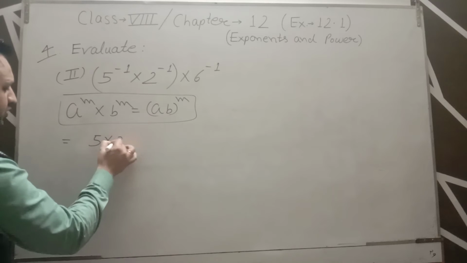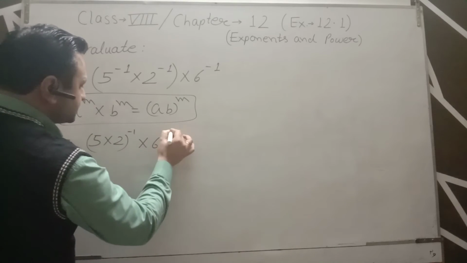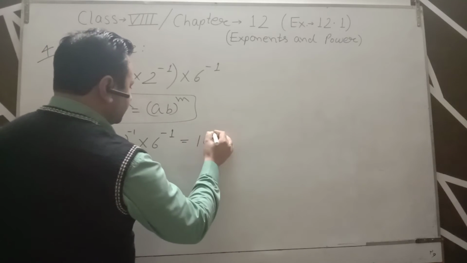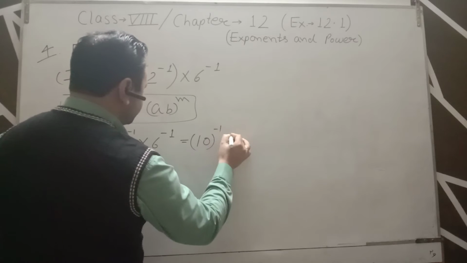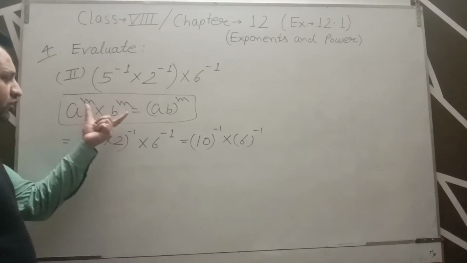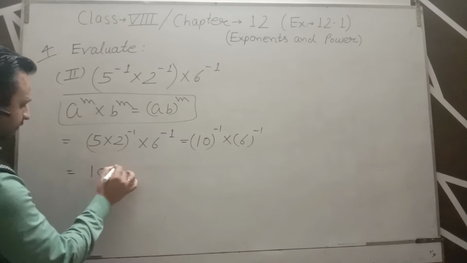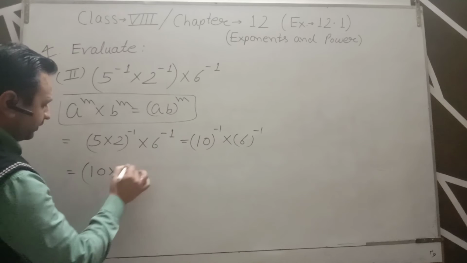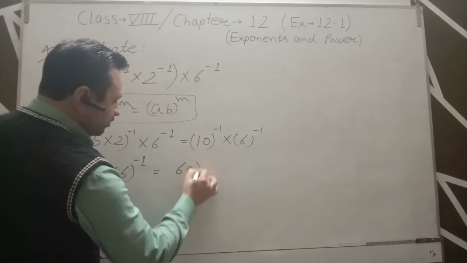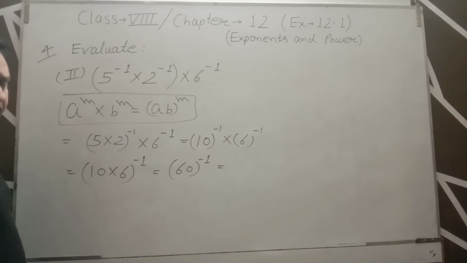5 multiply 2 whole power minus 1 and multiply 6 power minus 1. It's mean 10 whole power minus 1 multiply 6 power minus 1. The law of exponent again use. It's mean 10 multiply 6 whole power minus 1. So 60 whole power minus 1, and now the law of exponent we can use.